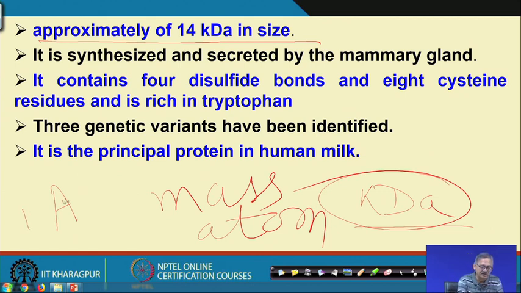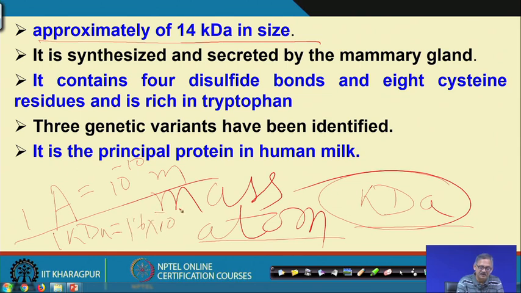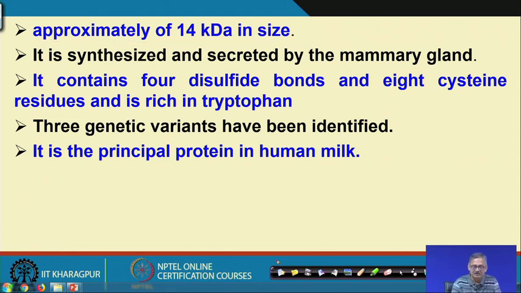So 1 Angstrom is equal to 10 to the power minus 10 meter, right? Whereas 1 kilodalton is equal to, so far as I remember, 1 point something 6 maybe into 10 to the power minus 27, right? So let me write it again: 1 kilodalton is equal to 21.6 into 10 to the power minus 27, right.